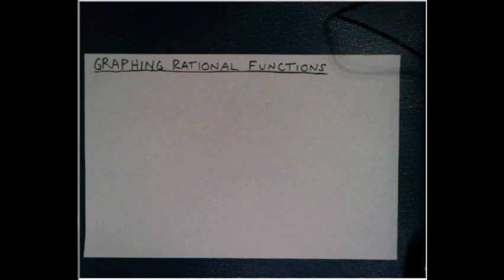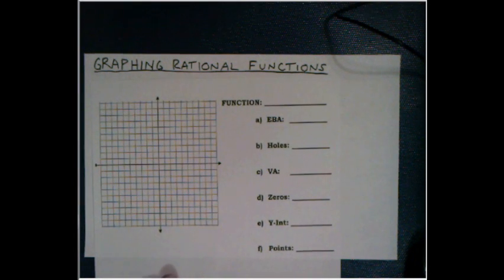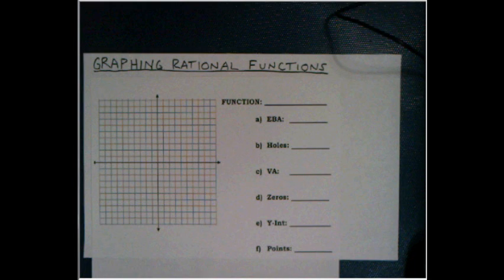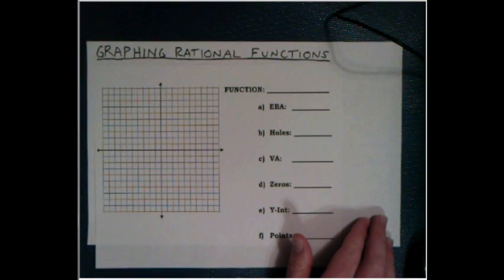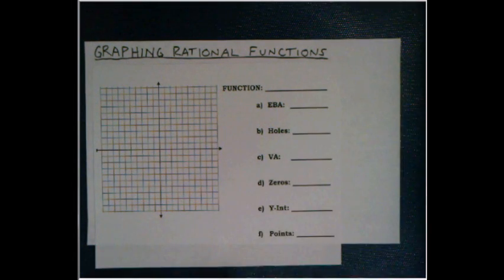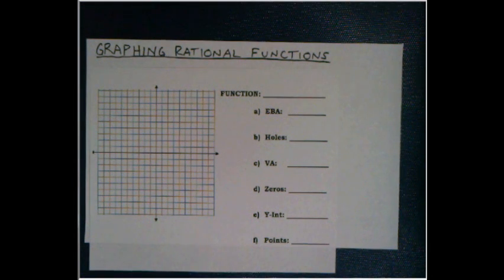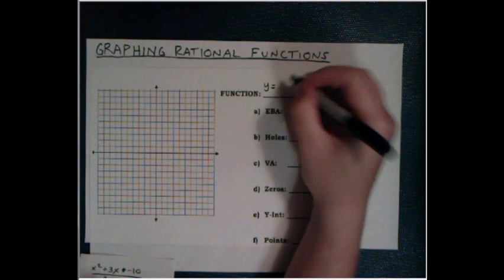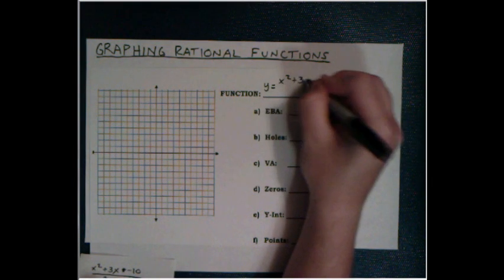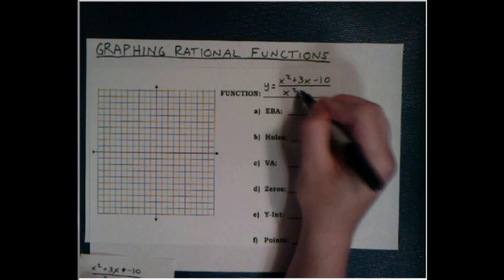So to start off, to show you where we're going, you want to graph a rational function and complete the analysis just like you'll be asked to do on the test, on this grid. It's not perfect, but this is the best that I can offer you as an extra resource. So here we go. What we're going to do is graph a rational function, and the function we're going to be graphing is y equals x squared plus 3x minus 10, all over x squared minus 4.